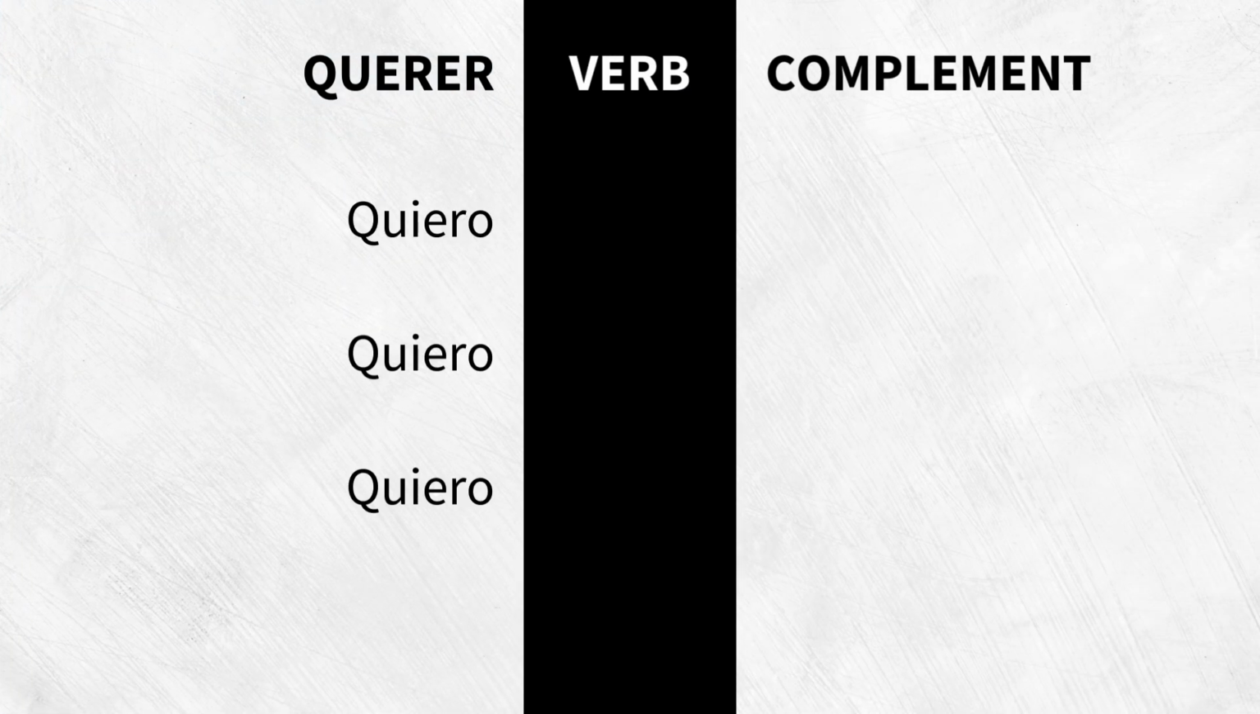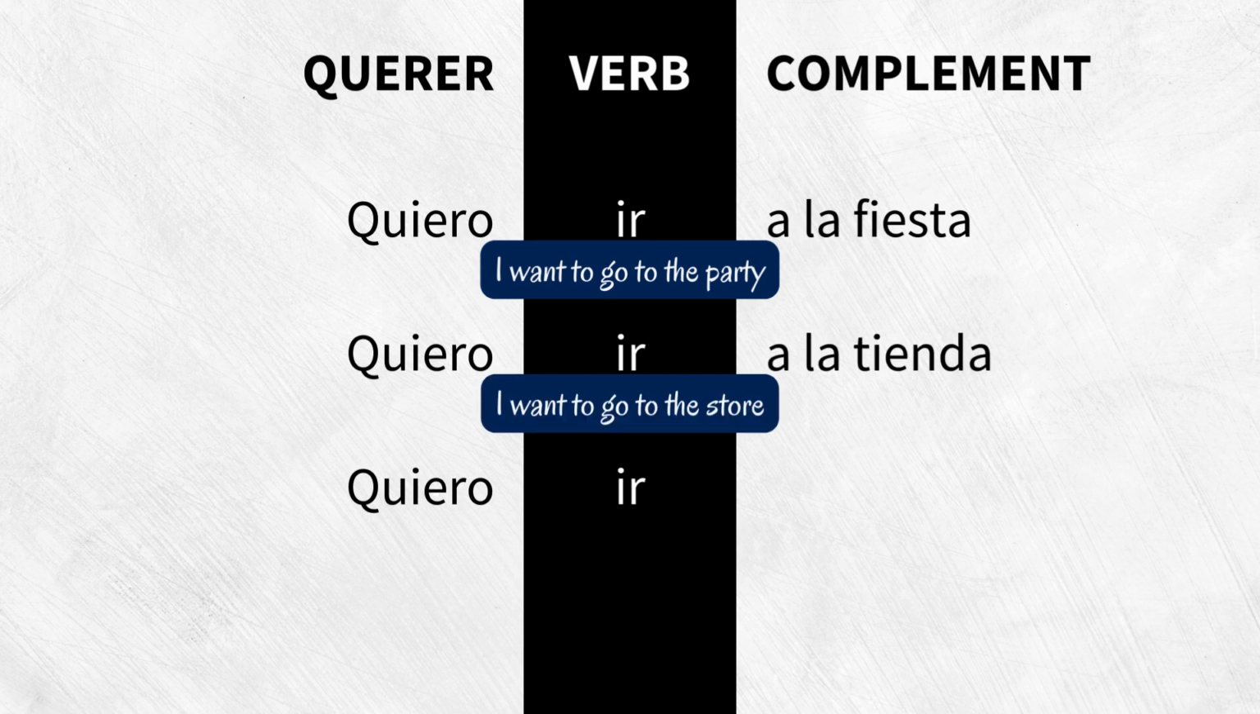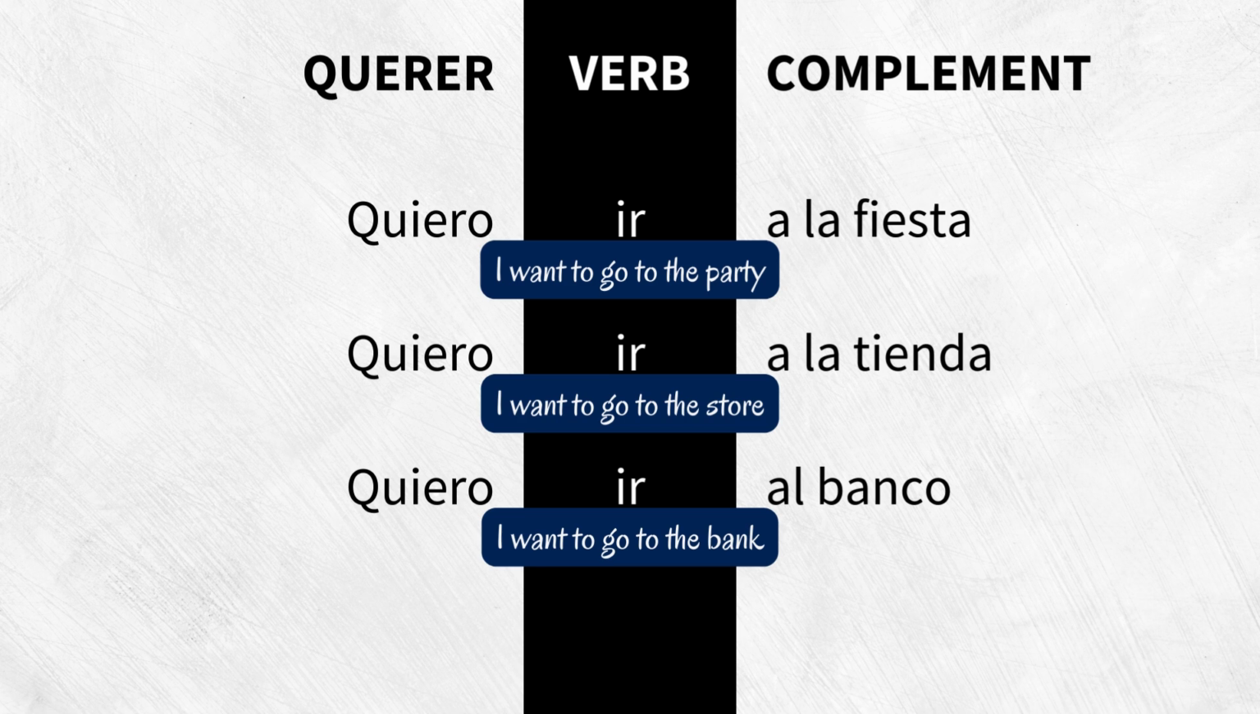For example, quiero ir a la fiesta. I want to go to the party. Quiero ir a la tienda. I want to go to the store. Quiero ir al banco. I want to go to the bank. So here we use quiero plus ir and then the complement or the place.